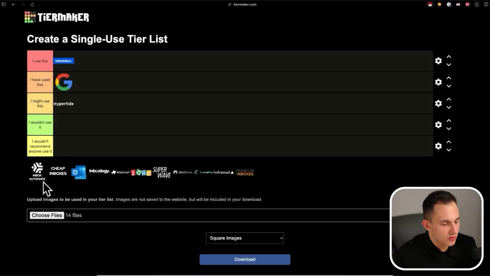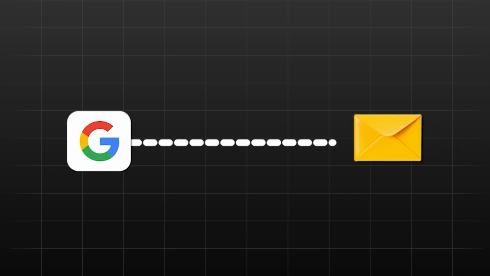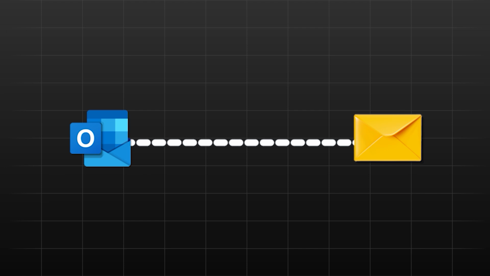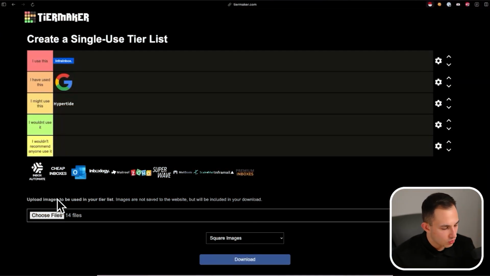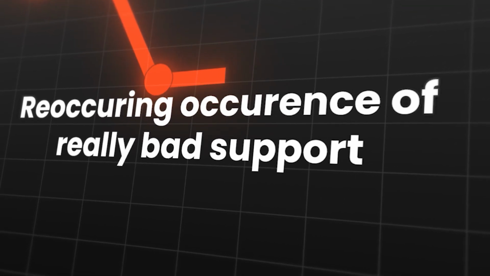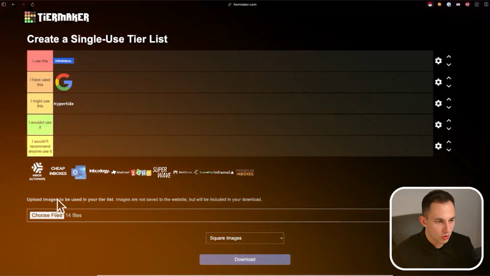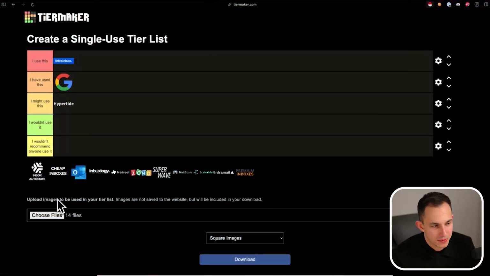Now, Inbox Automate, for those of you who are unfamiliar, is a Google account reseller. I have a bit of a history with them because they actually used to resell Outlook accounts, and that's what we used them for. When we were using Inbox Automate for Outlook accounts, they were a pretty decent provider. The only thing with Inbox Automate was their support team. Again, for some reason, there's this recurring occurrence of really bad support in the world of cold email infrastructure.